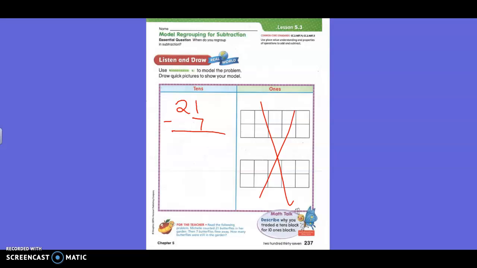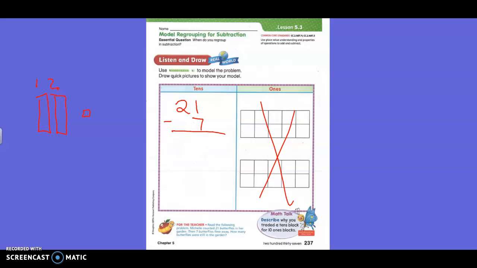Okay? You have to come over here to the 2. Instead of doing this, you have to go over to the 2. Okay? We're going to borrow from the 2. Now, the 2 means 2 tens, right? Because 21 is 2 tens and then 1 one, right? Okay, we have to borrow one of these tens. We're going to borrow this one and give it to that 1.